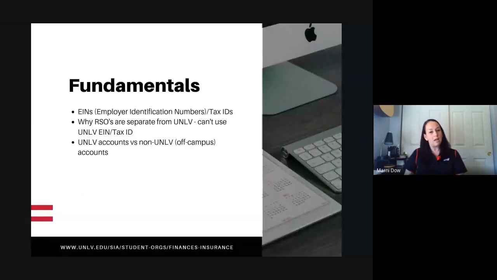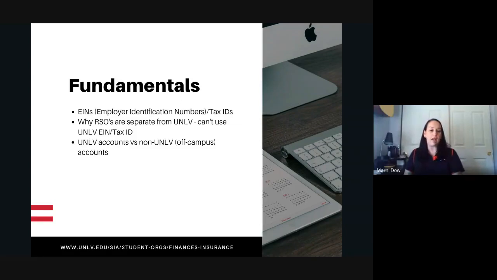So some fundamental ideas we want to make sure that you understand about student organizations. The first has to do with something called an EIN, which is an employer identification number, sometimes known as a tax ID. The way I usually explain this to our student org leaders is that it's like a Social Security number, but for an organization. They're issued by the IRS. You have to apply to the IRS to get one. And it is how the IRS understands your organization. I'll talk a minute about what you're going to need that for.